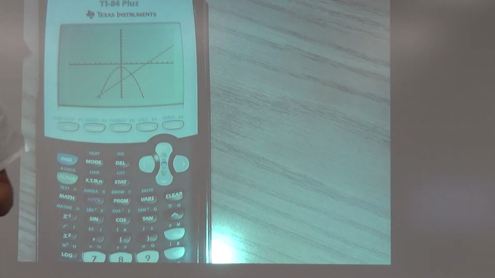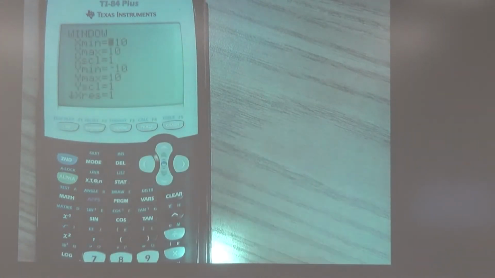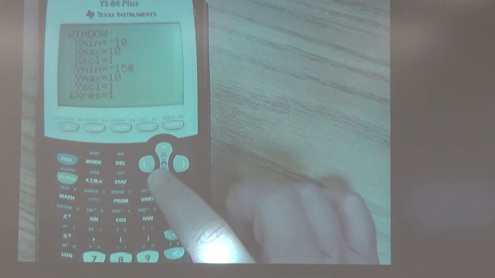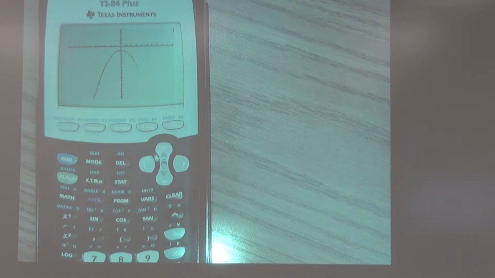So I'm going to go back to my window. And as I said, I want to go on the y min a little bit lower, so maybe negative 15. And the y max, we didn't really have anything up there, so we'll just say 5, something like that. Just get a little bit better picture of this.